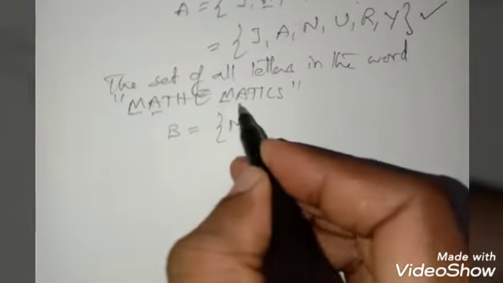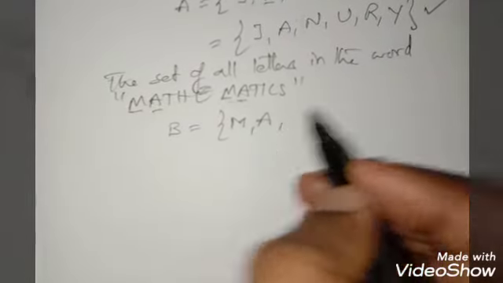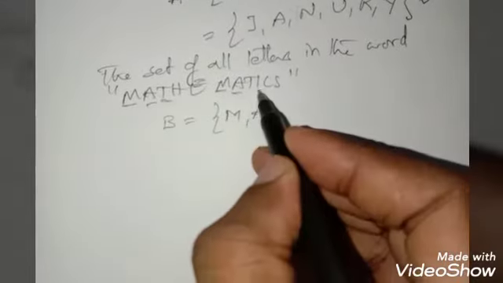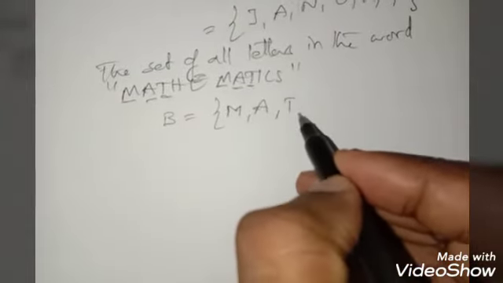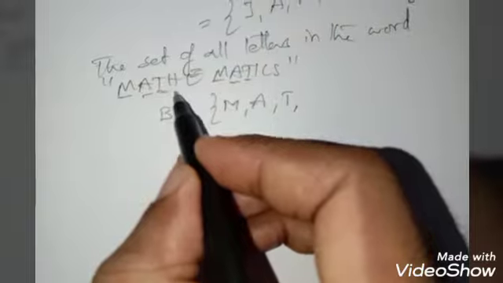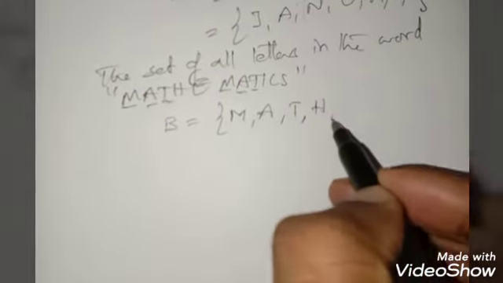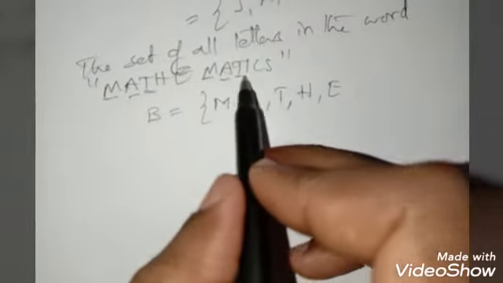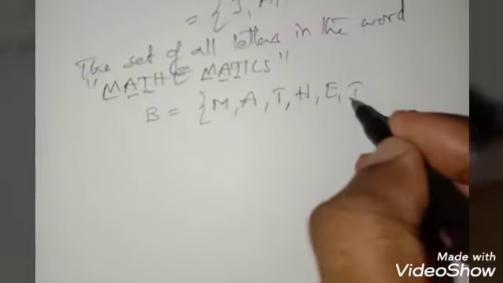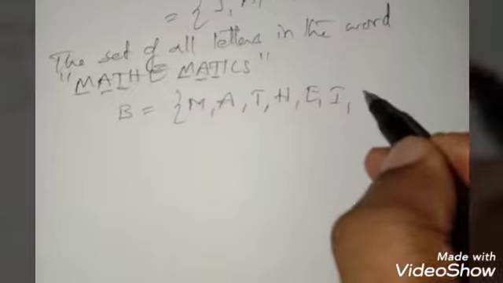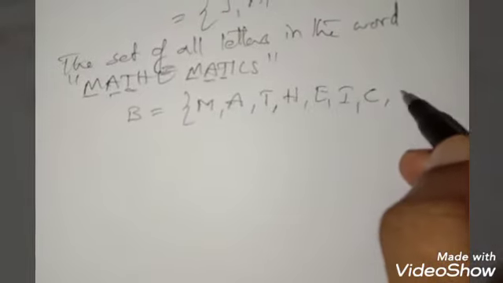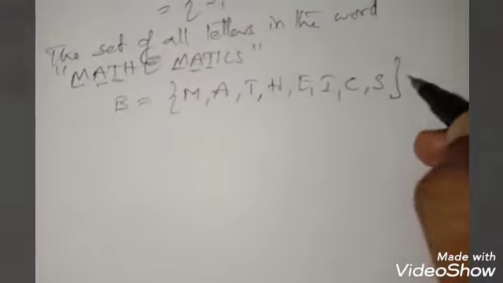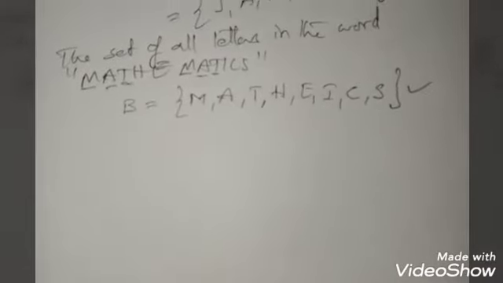Next A is repeated, I am writing it once. Here T is repeated, I am writing only one T. Here H is not repeated, H. E is not repeated, E. I is not repeated, I. C is not repeated, C. S is not repeated, S. So this is the correct way of writing a set of any word.